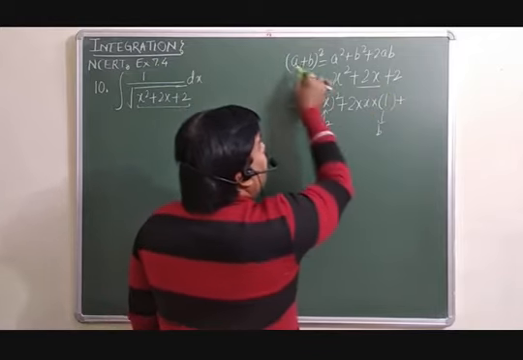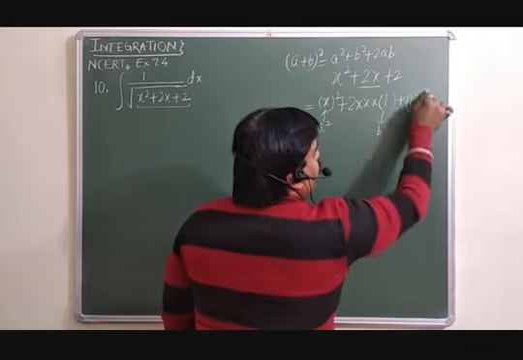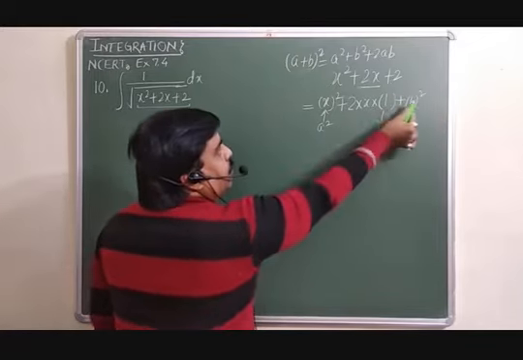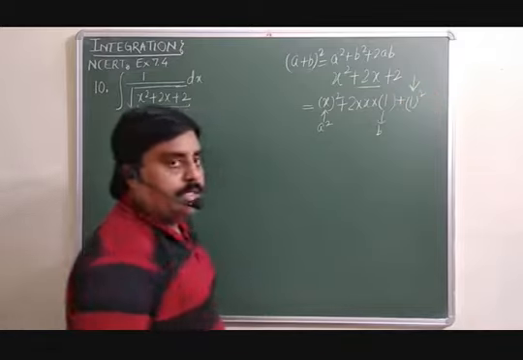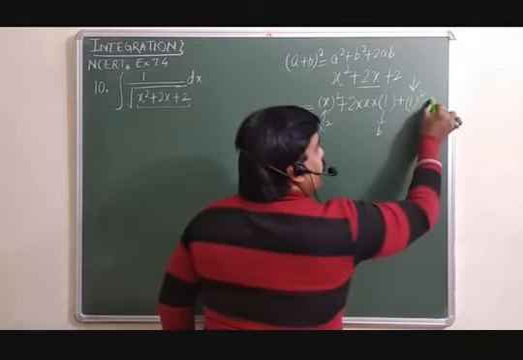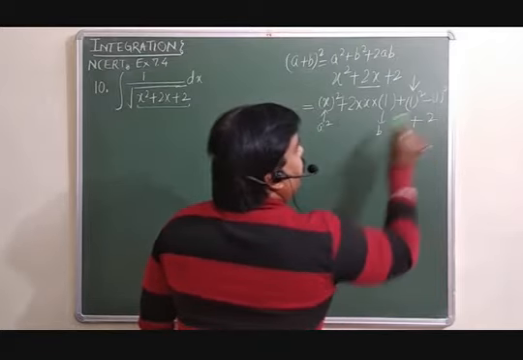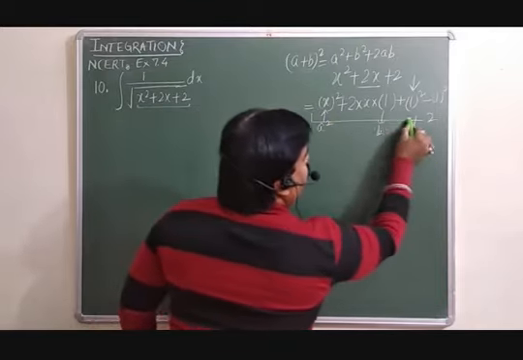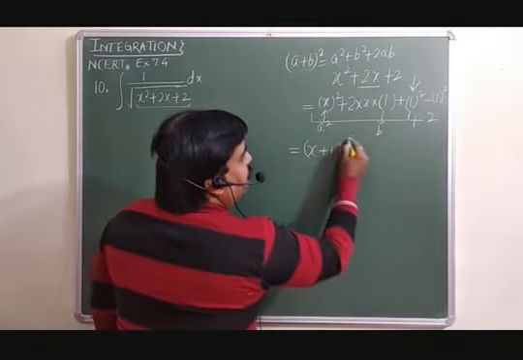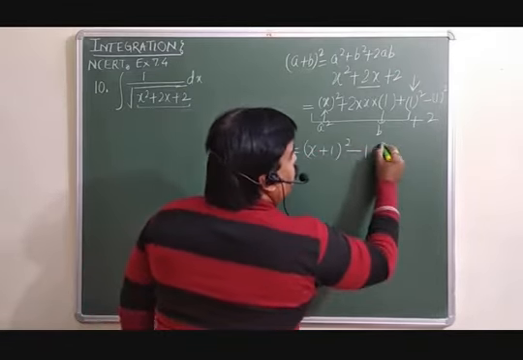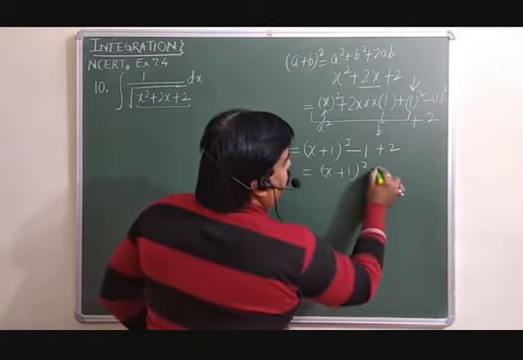Now to write in the form of (a plus b) whole square, you need b square, so a square plus b square plus 2ab, that only you can add. But this is your extra term, which we added extra, so this must be subtracted, otherwise the value will be changed, and this number will remain as it is. But from here to here, this can be written as (x plus 1) whole square, this is minus 1 plus 2, so this is equal to (x plus 1) whole square plus 1.